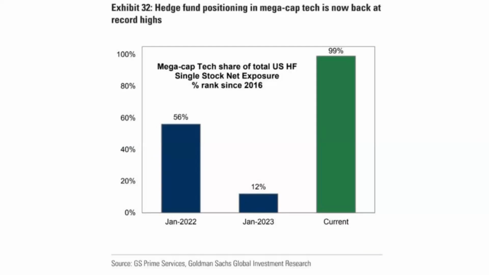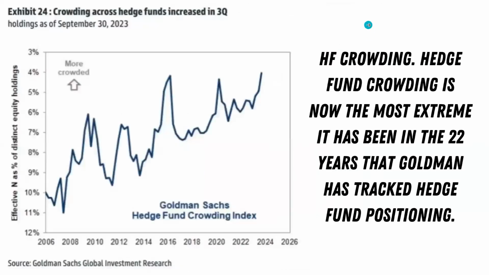And if those Magnificent Seven stocks continue to rise, the market should follow along with them. And that's where a lot of the positioning is right now. Now, there's a lot of crowding, right? So when you take a look at this, hedge fund crowding is now the most extreme it has been in the 22 years that Goldman has tracked hedge fund positioning. What does this mean? It means that all the hedge funds are piling into these Magnificent Seven stocks, right?